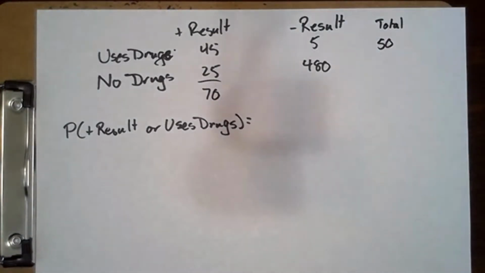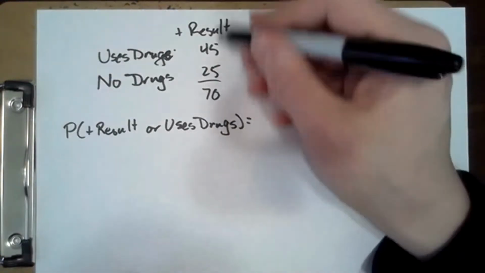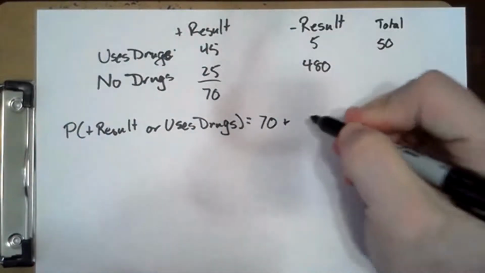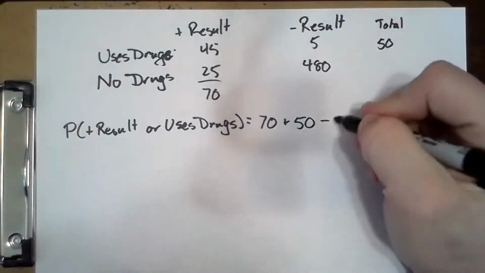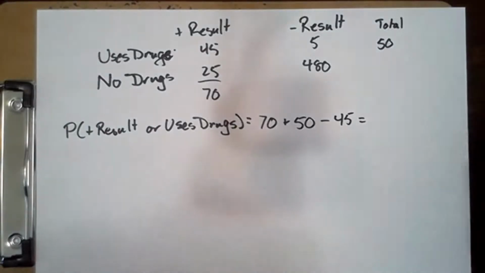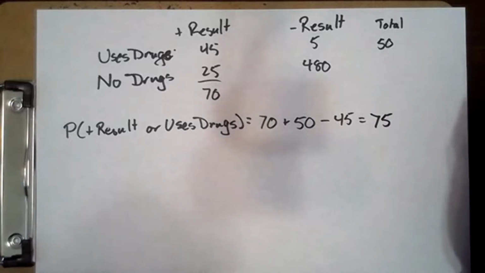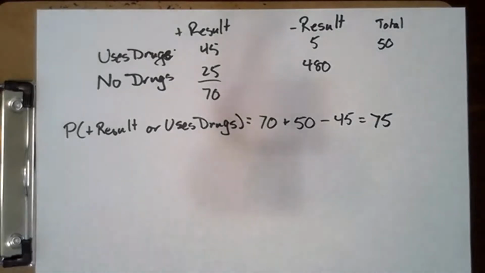So we want to find the probability that they have a positive result or use drugs. That is going to be the number who have a positive result, which is 70, plus the number who use drugs, which is 50, minus the number who do both, which is 45. So that gives us 120 minus 45, which is 75 people who have a positive result or use drugs. Moving on to the next problem.